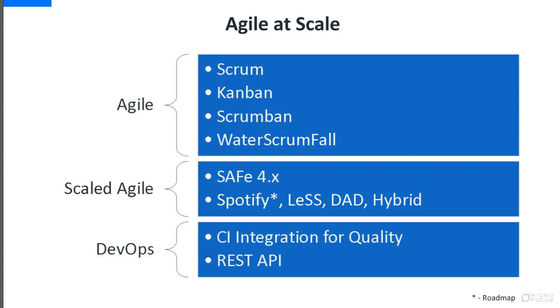Like I mentioned in the beginning, for us, Agile at scale means a lot of things. It's not just Agile, it's hybrid. It's support for more traditional approaches like waterfall and embedding them within Agile processes.